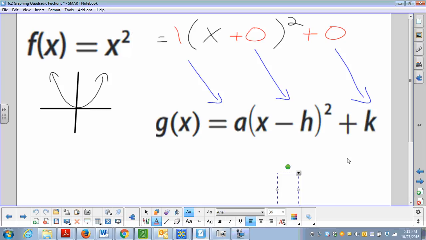And today we're talking about graphing quadratic functions. The first thing I want to do is talk about the parent function of a quadratic function, which is x squared. When you graph x squared, you get a U-shaped parabola like this.